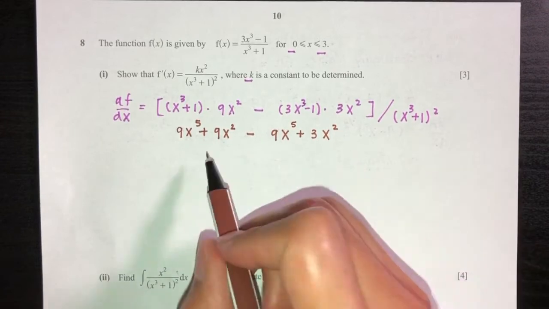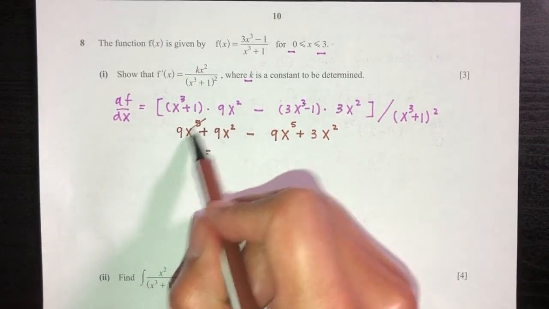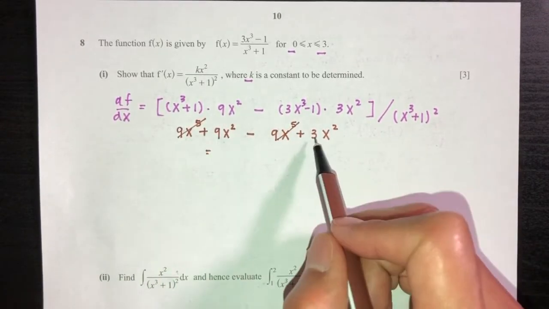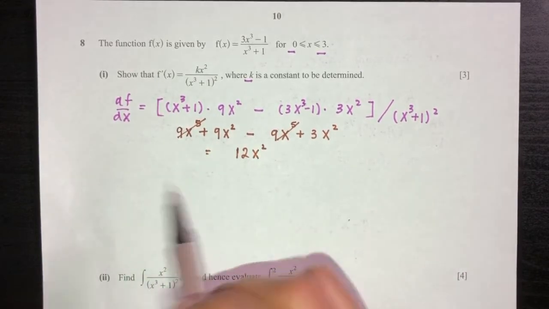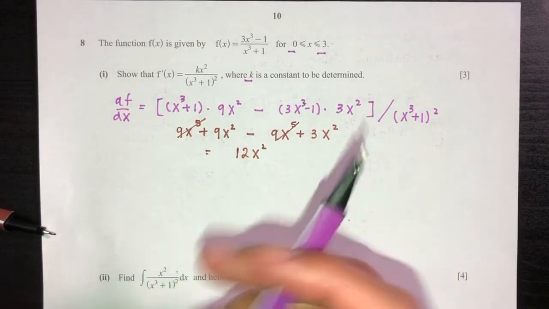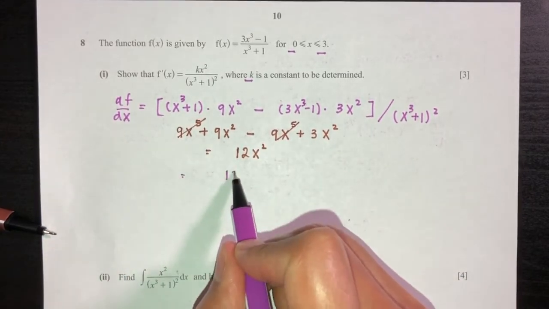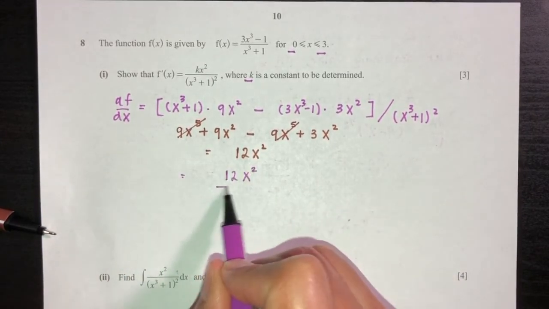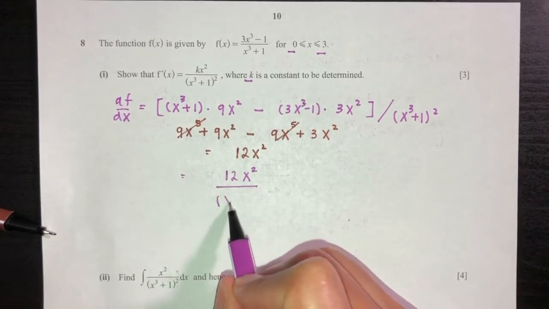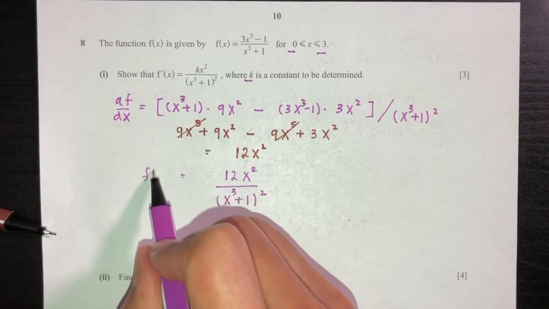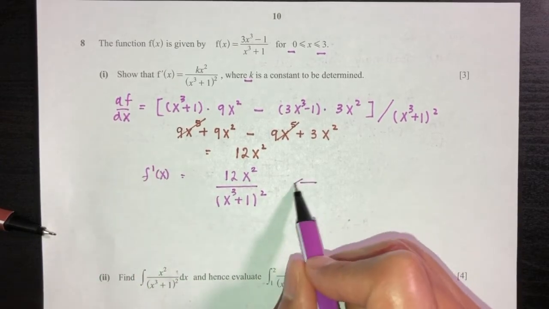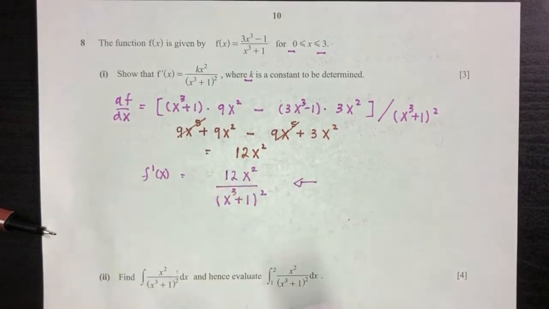Let's simplify again. This one will be going away, so you have 9 plus 3, that should be 12x squared. So you will have 12x squared divided by x cubed plus 1 power 2 for f prime of x. So here your value of k is equal to 12.